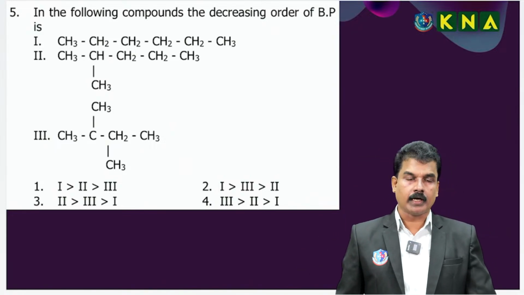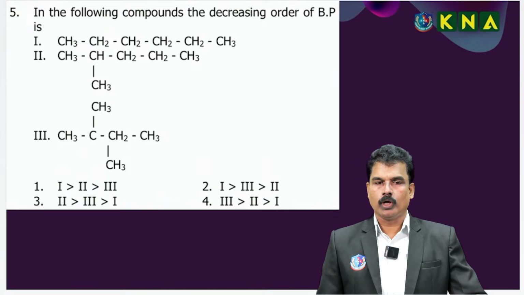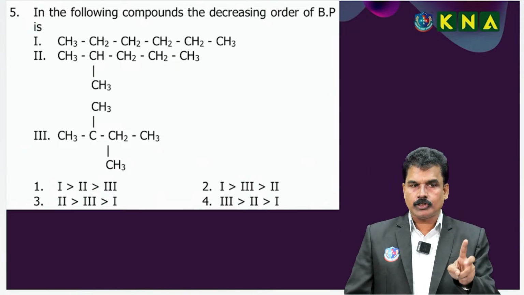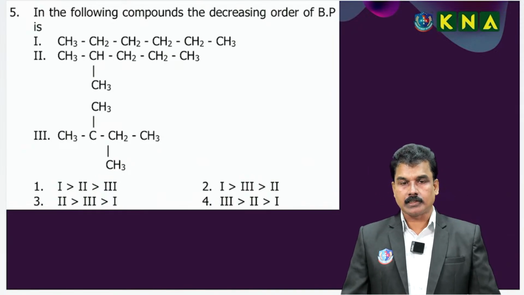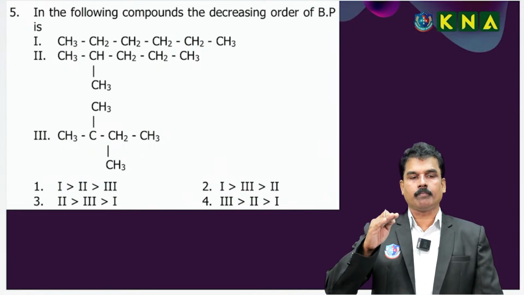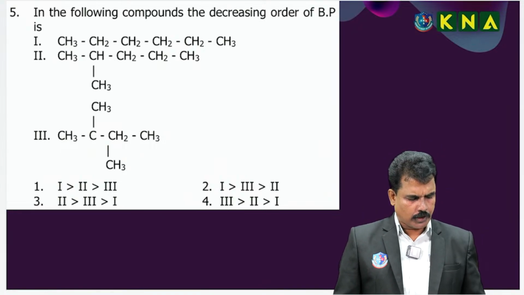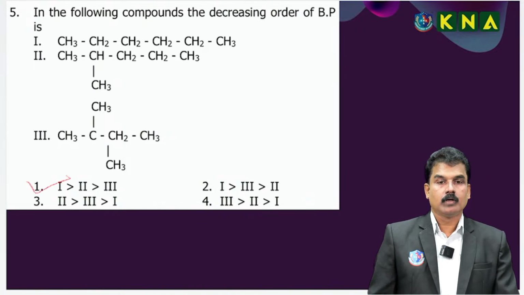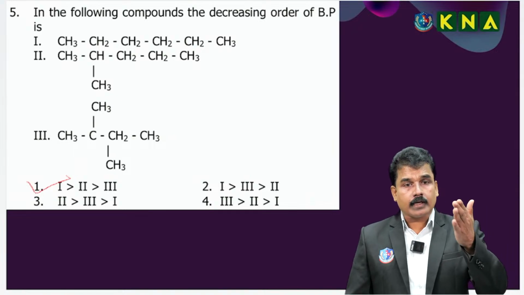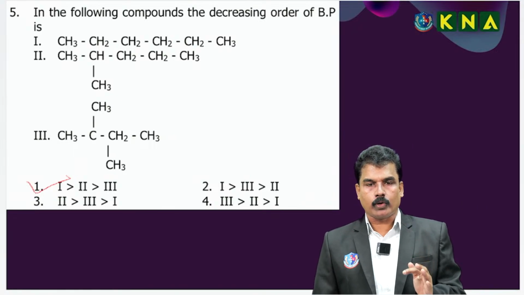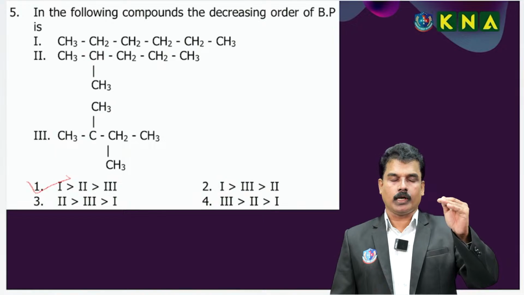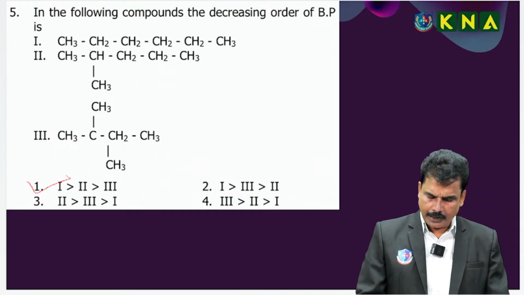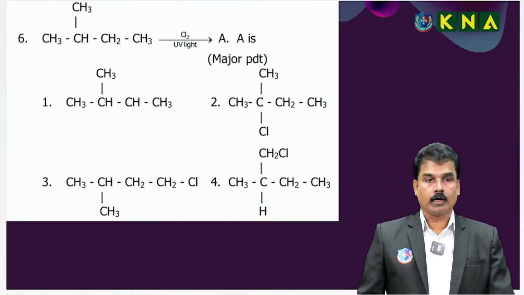Here they are given the option. First one is a straight chain molecule, so that has a maximum boiling point. Second one one branch, third one two branches. As the branching increases, boiling point decreases. So which is the correct option? First option will be the correct option. Not only in the case of hydrocarbons, in all organic molecules, as the branching increases, boiling point decreases. Okay, are you getting the idea now? Now we can move to the next question.